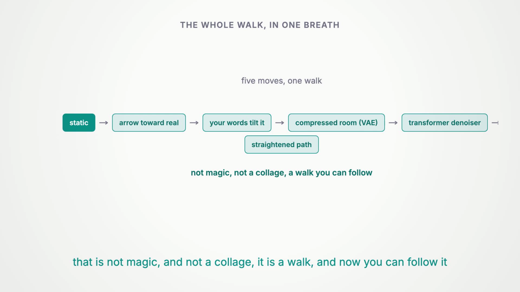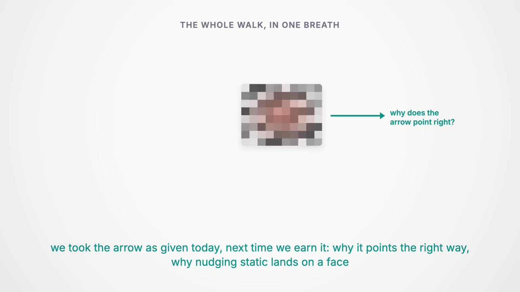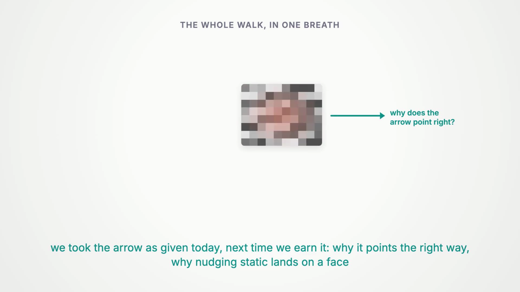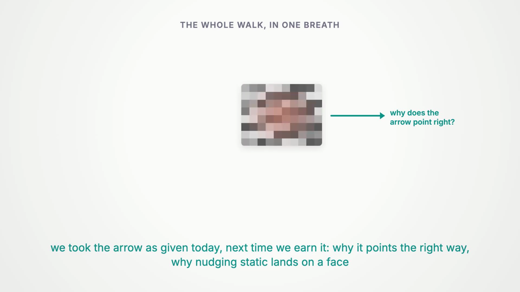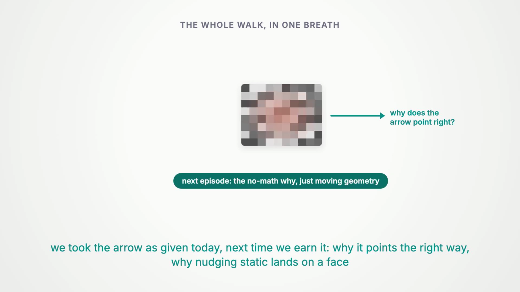We took the arrow as given today, the compass that points toward real. Next time we earn it. We open up why that arrow points the right way at all, why nudging static really does land on a face, and why newer models need only a handful of nudges instead of 1,000. No math, just moving geometry.